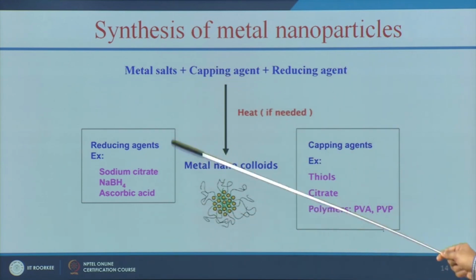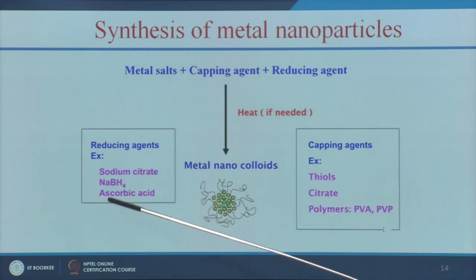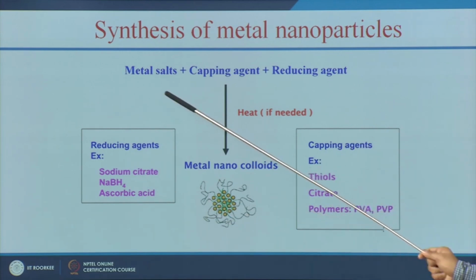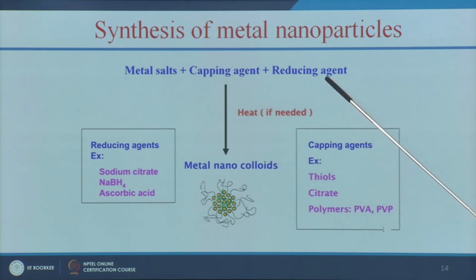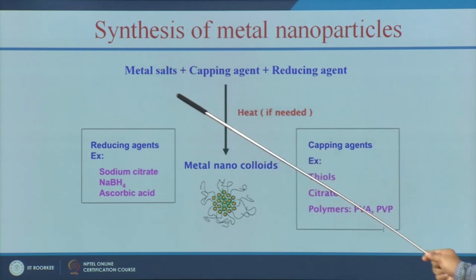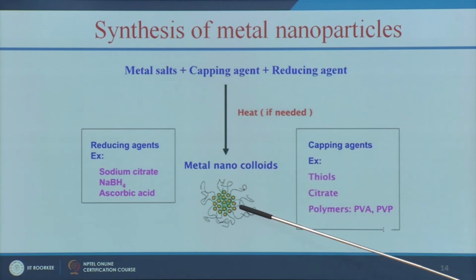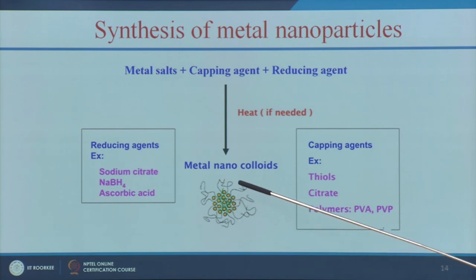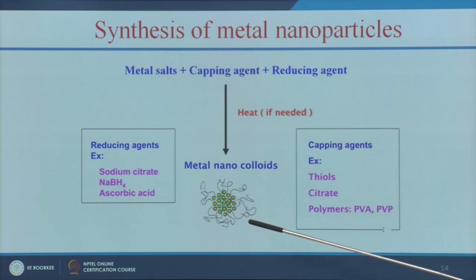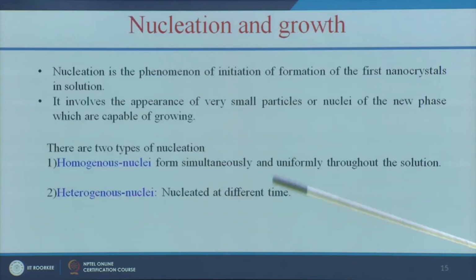So, these are some of the examples for reducing agent: sodium citrate, sodium borohydride and ascorbic acid, and these are some of the examples of capping agents: thiols, citrate and polymers like polyvinyl alcohol and PVP. Okay. So, what happens here is, this reducing agent will reduce your metal salt into metal nanoparticle, but these metal nanoparticles are highly unstable, so they will try to join together and form agglomeration or aggregation. So, to make the nanoparticle stable, we have to add a capping agent or stabilizing agent that will prevent the aggregation or agglomeration.